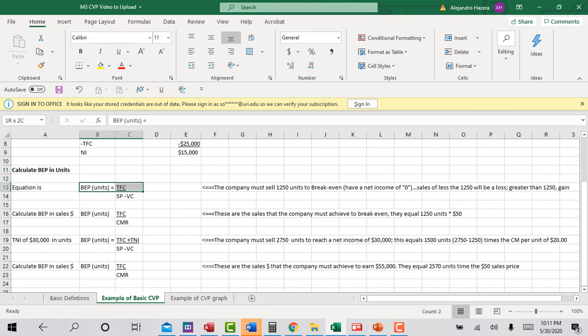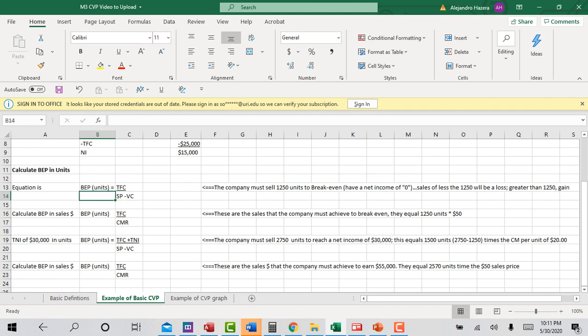Okay, now this is the most important formula of all. This is your break-even point in units, and you can see what I've already written in the description here. So let's go ahead and do it, and then I'll go over the description. It is total fixed costs divided by sales price minus variable costs per unit.